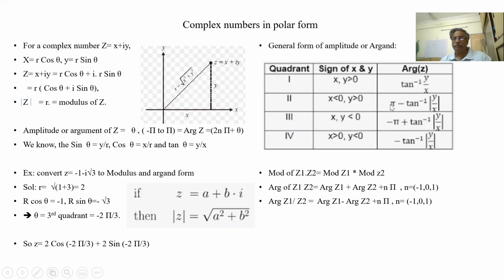So second quadrant, pi minus tan inverse y by x. Third quadrant, minus pi plus tan inverse y by x. Fourth quadrant, minus tan inverse y by x. So tan inverse y by x is my theta. So with this theta, first quadrant, second quadrant, third quadrant, fourth quadrant. So we should do more practice here so that we can understand immediately in which quadrant and what is its argument. Before going to this mod of Z1, Z2, arg of Z1, Z2, we'll see some examples and come back to this.